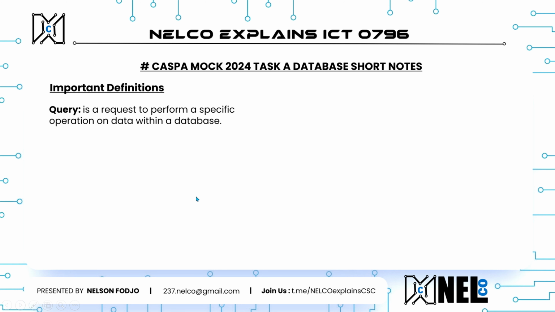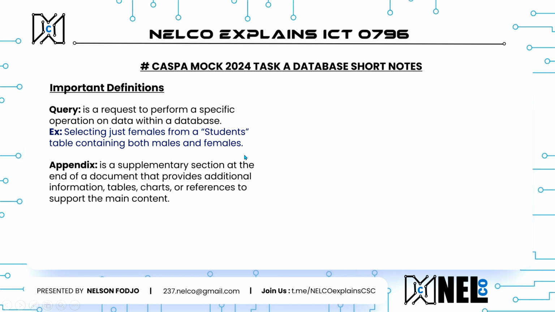We move with a query. A query is simply a request to perform a specific operation on data within a database. For example, selecting just females from a student's table containing both males and females will result in a new table with just females, because a query was sent to the table to sort out just the females.